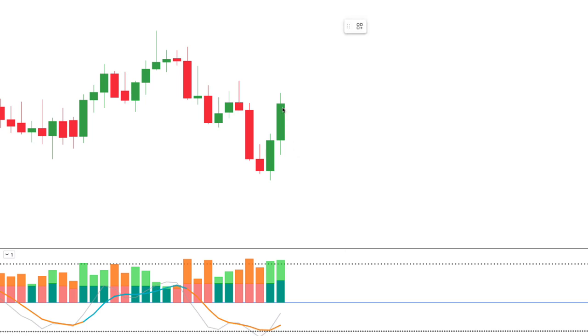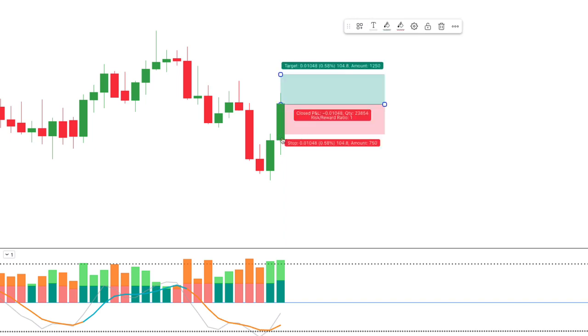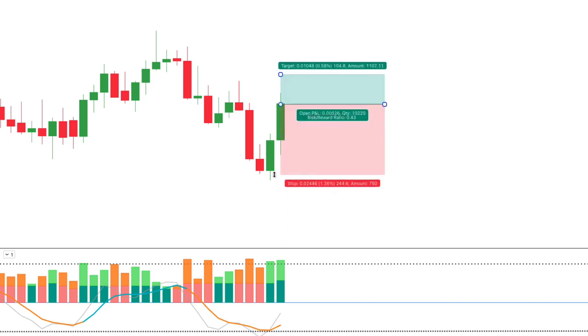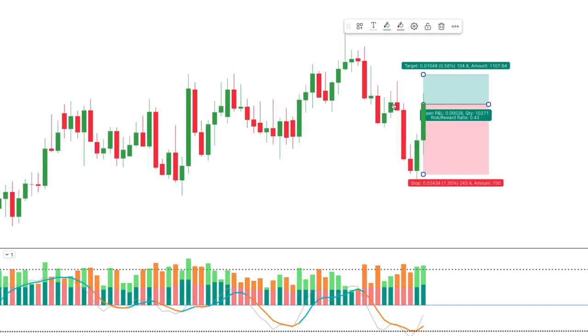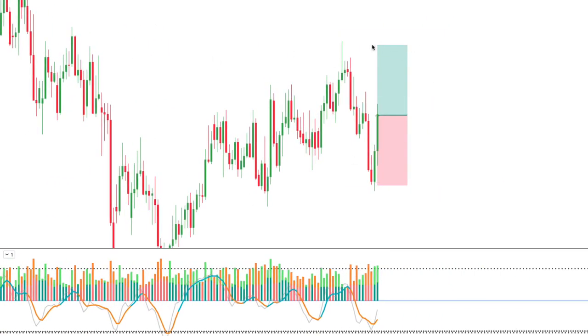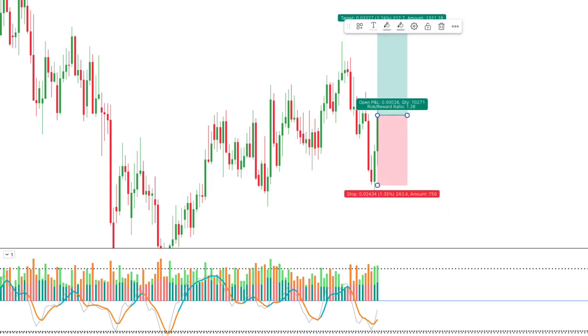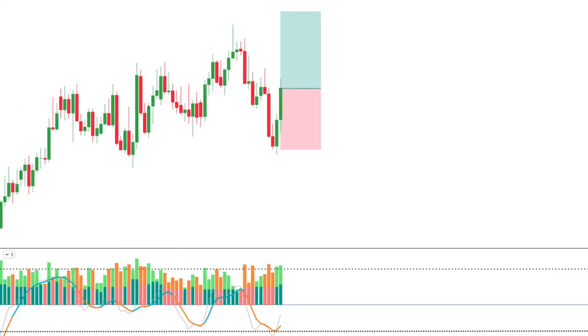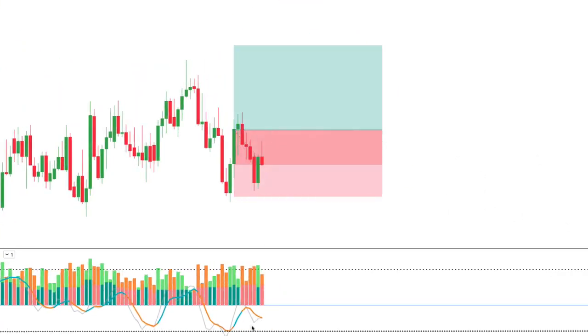Because of this, we will be entering into a buy position here. We'll be placing the stop loss at the recent swing low. For the take profit, we will be targeting a recent swing high, aiming for a risk to reward ratio of at least 2. Now, let's see how the trade plays out.